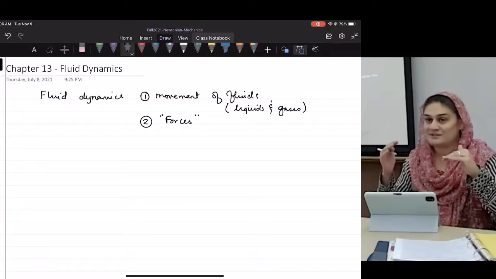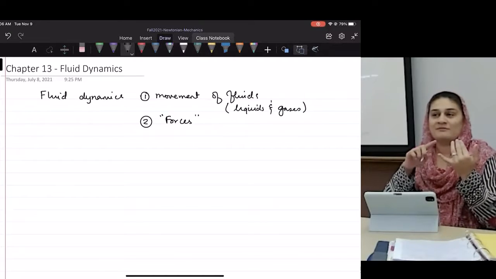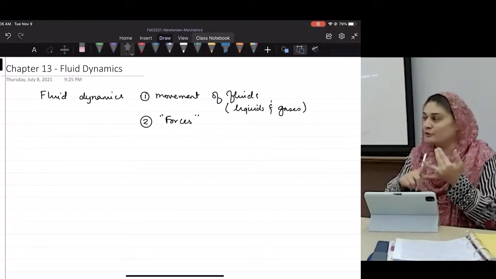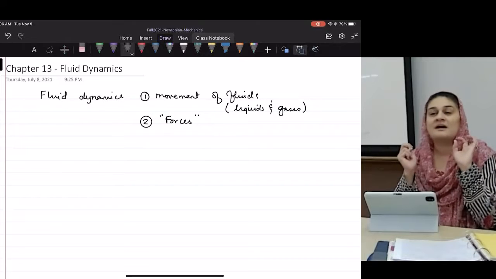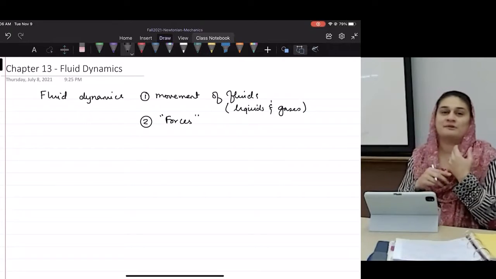So keep all of that in mind. We will talk about velocities, we will talk about forces, we will talk about friction, we will talk about all kinds of different things, but in terms of fluids.